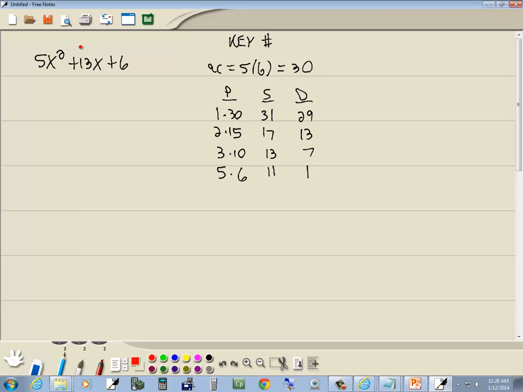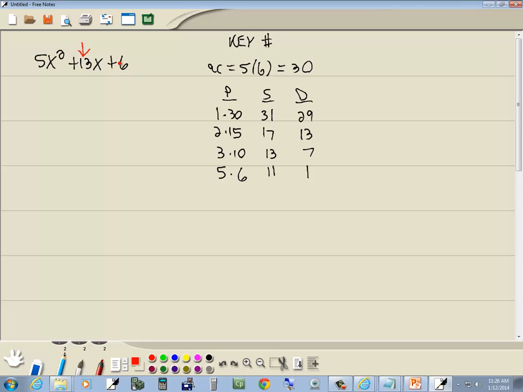Now the number we're looking for is the number in the middle term, which is 13. In this problem we got two 13s. Now what I always tell people, if you're learning this for the first time, try one, see if it works. If it doesn't work, it's the other one. Once you get a little bit more comfortable with factoring, then you can look at the sign on our last term and decide which one to use.